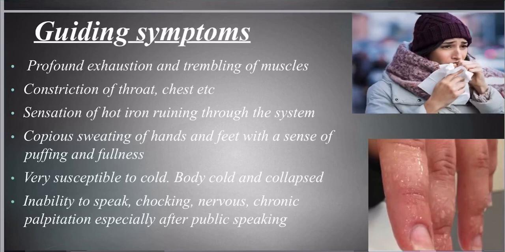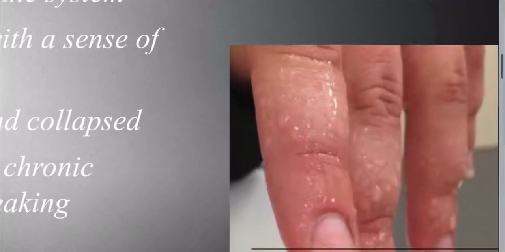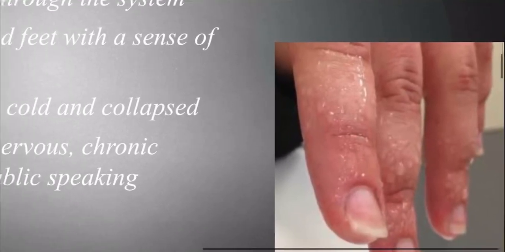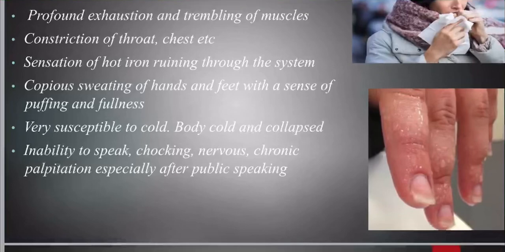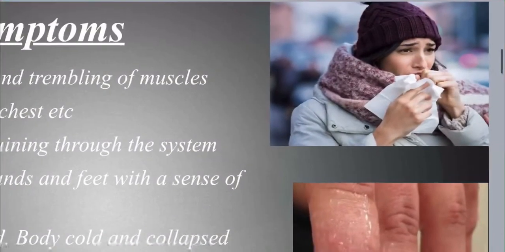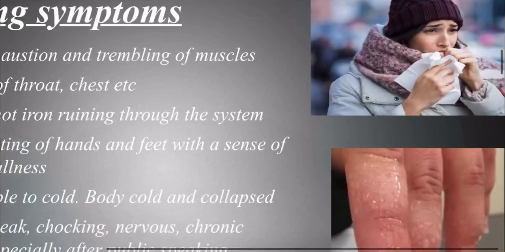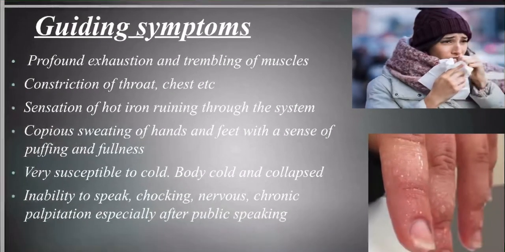Copious sweating of the hands and the feet with a sensation of puffing and fullness. As you can see in the picture given here, there is copious sweating. You can see the hands, how badly they are sweating. The same goes with the feet, with the sensation of puffing and fullness. Very susceptible to cold. Body cold and collapse. You can see the person is very susceptible to cold. She goes out and catches cold easily.